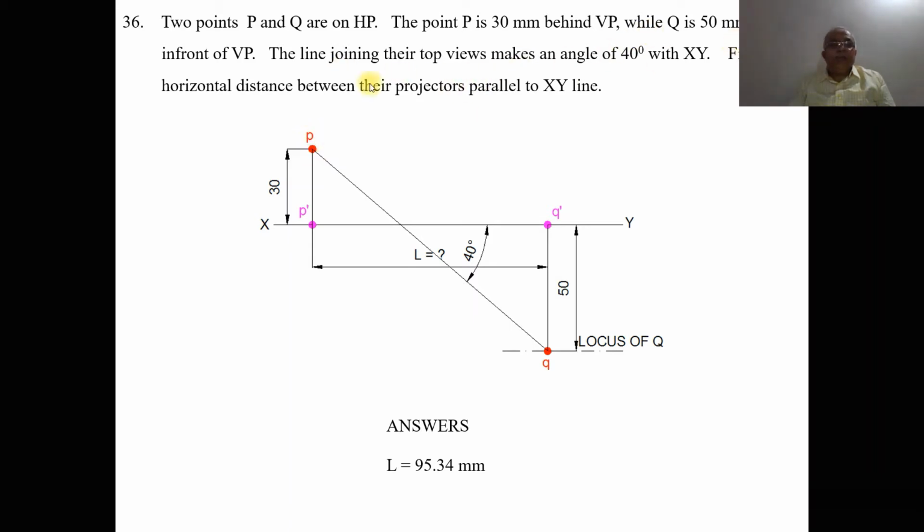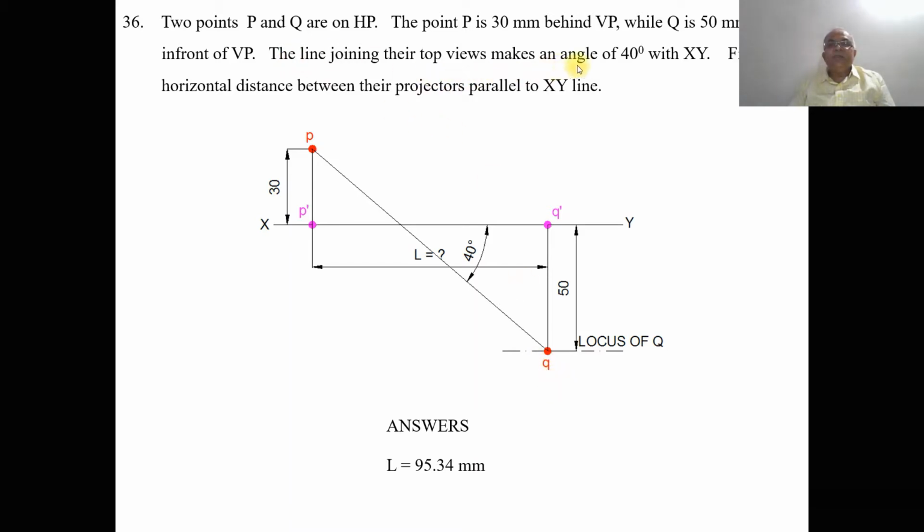Then Q is 50 mm in front of VP, which will always come below XY line. So from XY line, you measure 50 mm and draw a horizontal line, which is the locus of Q. Since it is in front of VP, the image will be on HP, so this is going to be the top view.